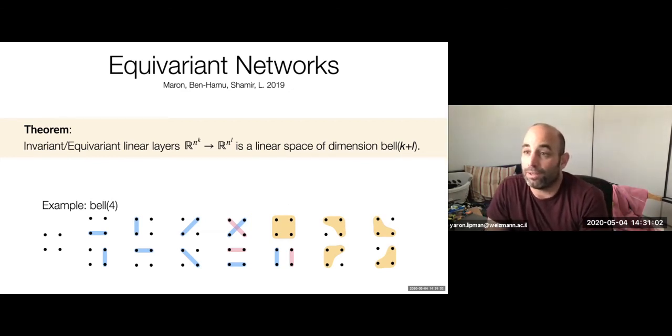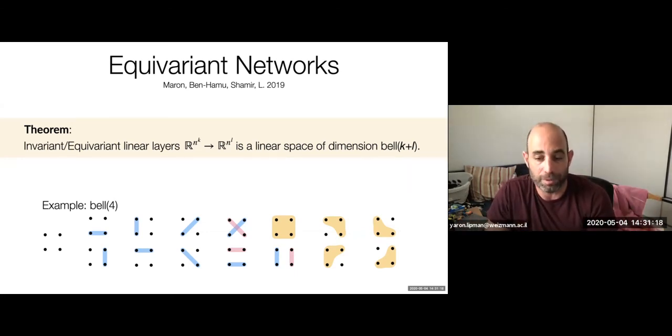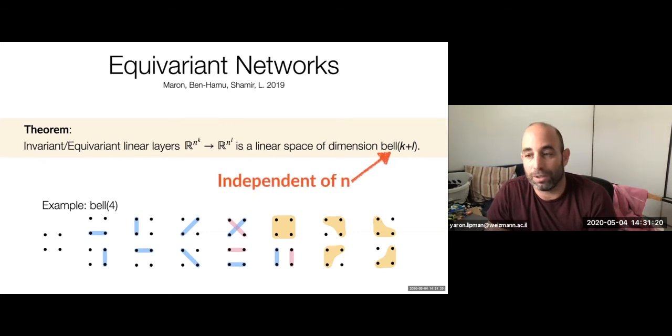So there is this magical number of 15, which is exactly the number of ways you can map a graph to a graph in a way which is equivariant, in a way which is well defined. So you can map a matrix to a matrix in a way which will be well defined for graphs. The important thing to note about this theorem is that this dimension is completely independent of n, where n is the number of vertices in the graph.